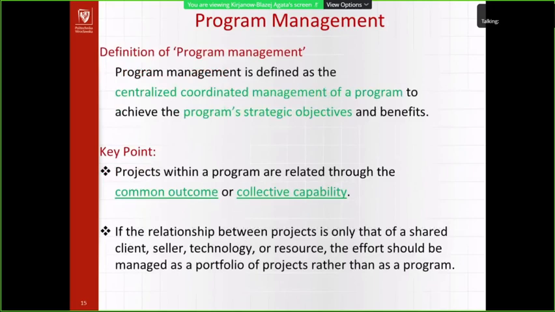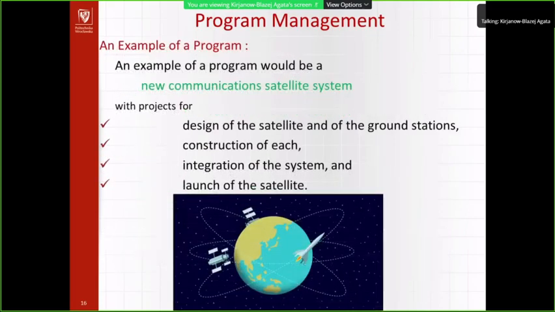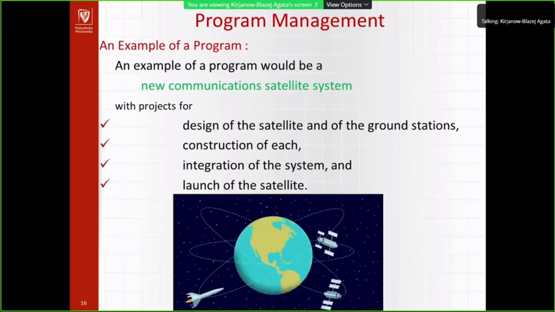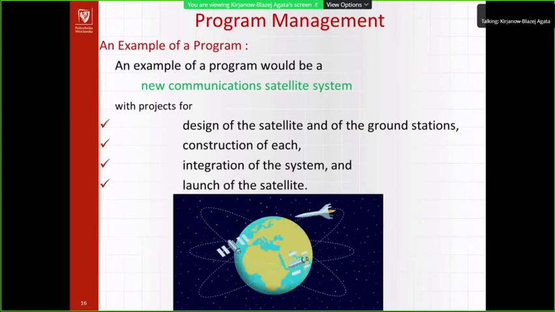And the definition of program management. Program management is defined as the centralized, coordinated management of a program to achieve the program's strategic objectives and benefits. A key point of program management: projects within a program are related through a common outcome or collective capability. Here you see an example of a program. An example of a program would be a new communication satellite system with projects for the design of the satellite, the ground station, construction of each, integration of the system, and the launch of the satellite.